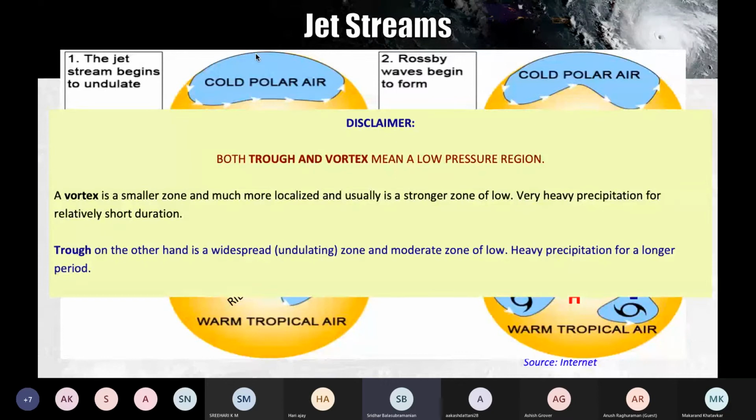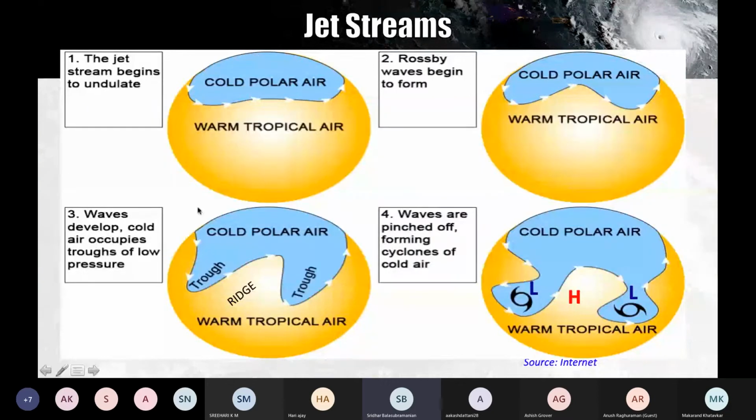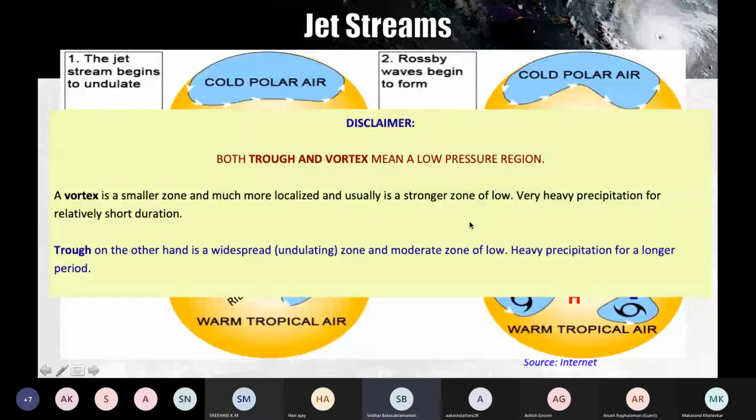This is a disclaimer about trough versus ridge. The trough is the starting point for the formation of a vortex. Unless a vortex forms, we don't call it a polar vortex. So this trough is not a polar vortex. Only once it pinches off do you have a polar vortex, and that polar vortex has the capability of giving very heavy precipitation. By precipitation, it could be either rain or snowfall.